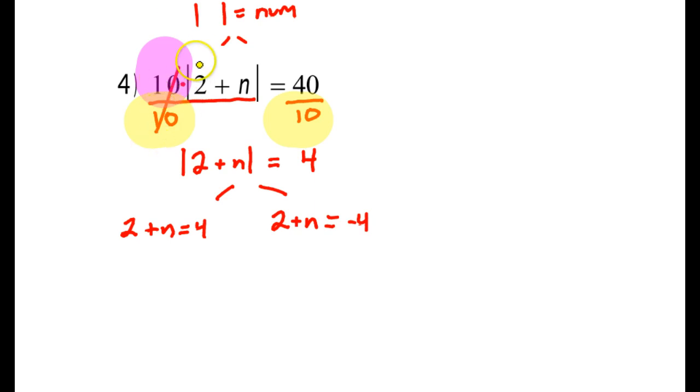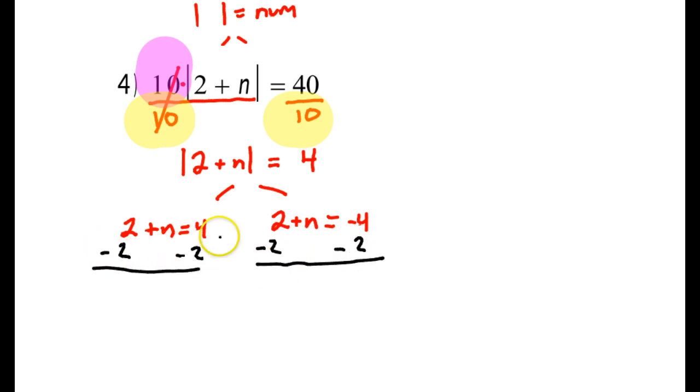You've got to get rid of that 10 first. And again, side by side, it's nice because you're solving 2 equations, but you really just do the same thing on both of them. Minus 2, again, minus 2. 0, 0. What's left over? 4 minus 2, and negative 6. Negative 6.